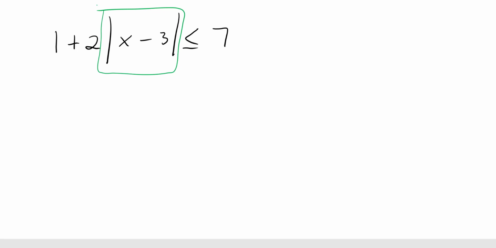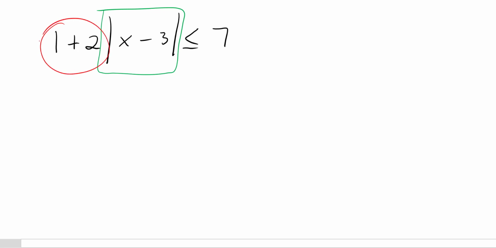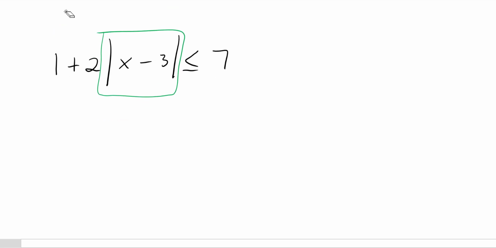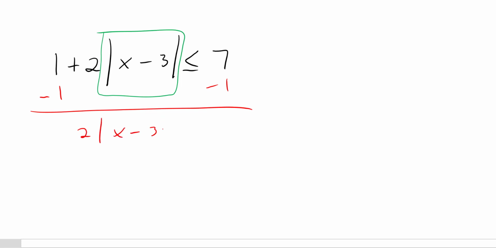And that'll be our last example. But let's just keep going with this. Remember, please do not do 1 plus 2. If you add these together, that is horrible math, and you'll get it wrong. So what we need to do is subtract 1 from both sides. Okay, so we get 2 absolute value of x minus 3 is less than or equal to 6.